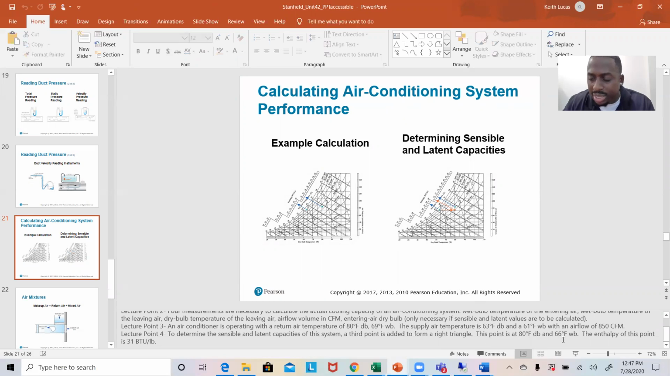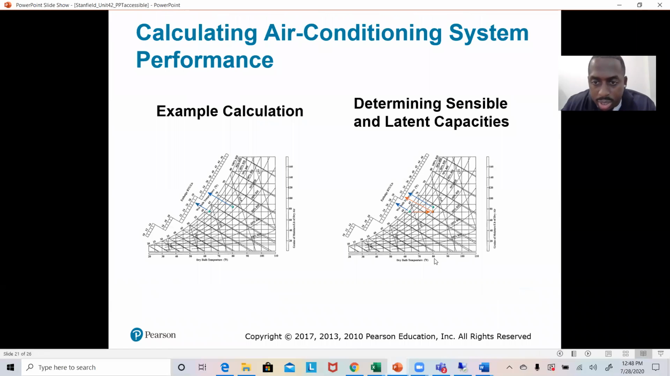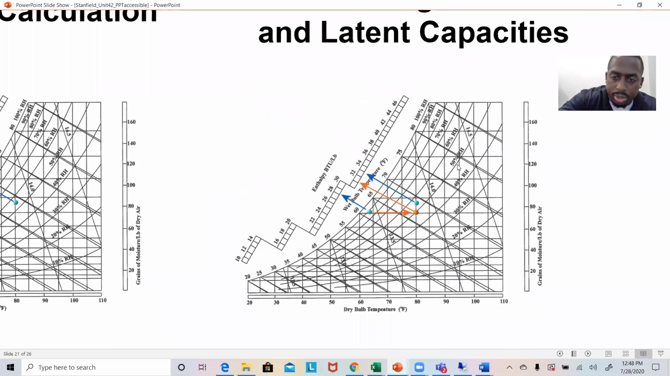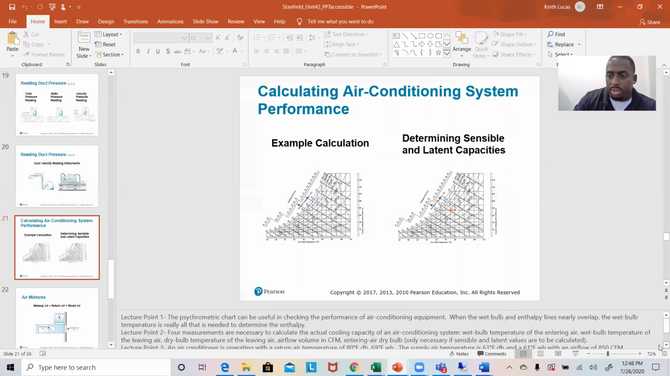80 degrees dry bulb and 66 degrees wet bulb. The enthalpy at this point is 31 BTUs. So again, we have our 80 degrees dry bulb right here, and our enthalpy, because this is our enthalpy scale, these diagonal lines. Our enthalpy scale coming from 80 degrees dry bulb, about 31 BTUs per pound. So moving on.